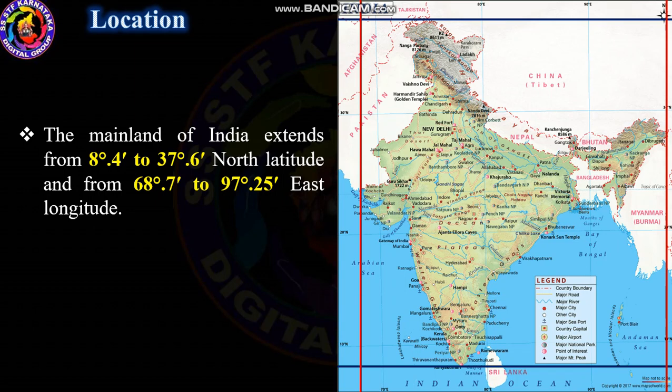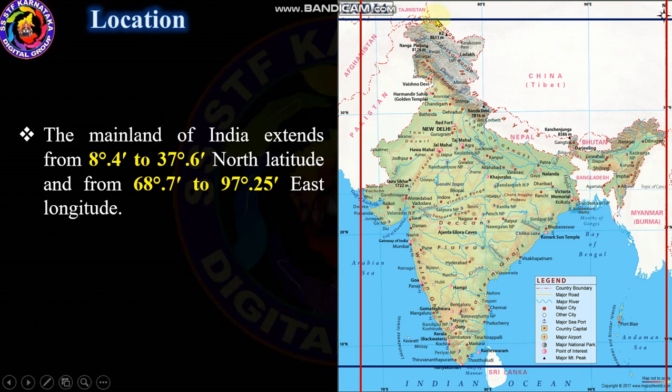The latitudinal extent. The mainland of India extends from 8 degree 4 minutes north latitude to 37 degree 6 minutes north latitude. This is India's latitudinal extent. 8 degree 4 minutes touches Kanyakumari in the south. This is the southernmost point of the mainland of India. And 37 degree 6 minutes north latitude touches Indira Col in the north. This is the northernmost tip of India.